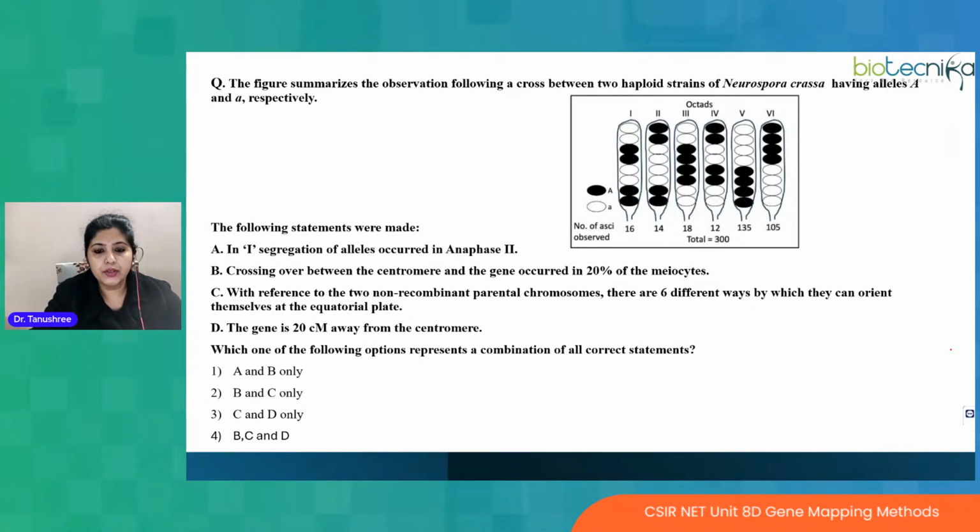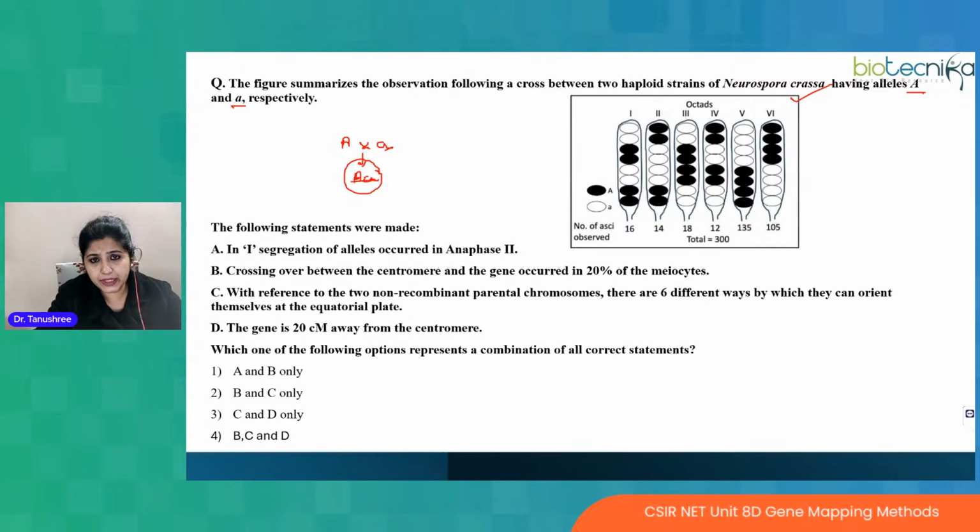Now I'm sure looking at the image, you can easily determine that it is based on tetrad analysis. The question is: the figure summarizes the observation following a cross between two haploid strains of Neurospora crassa having alleles. So two alleles are given over here. There is a cross between the two strains, right? So obviously the nucleus, now the embryo formed will be heterozygous, right?